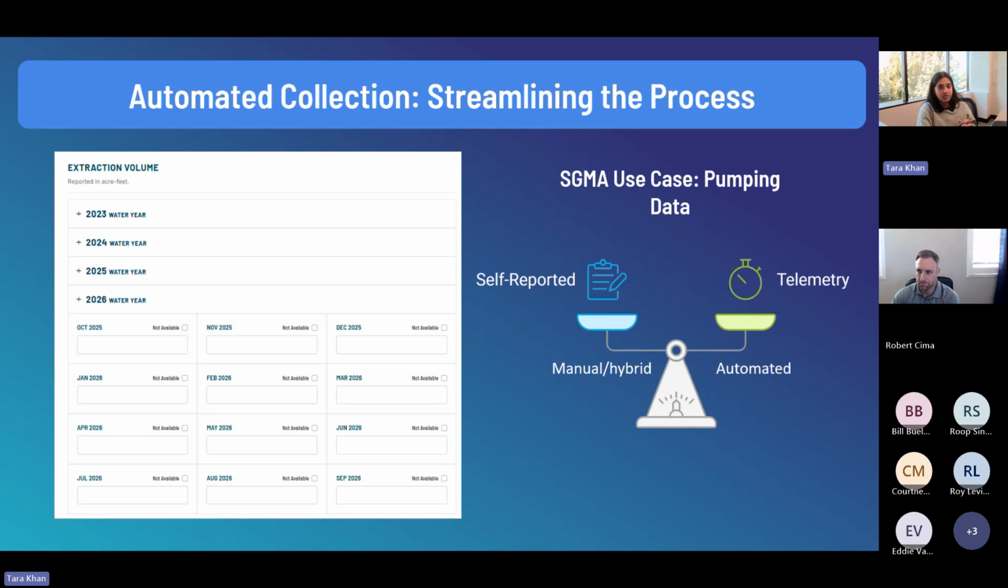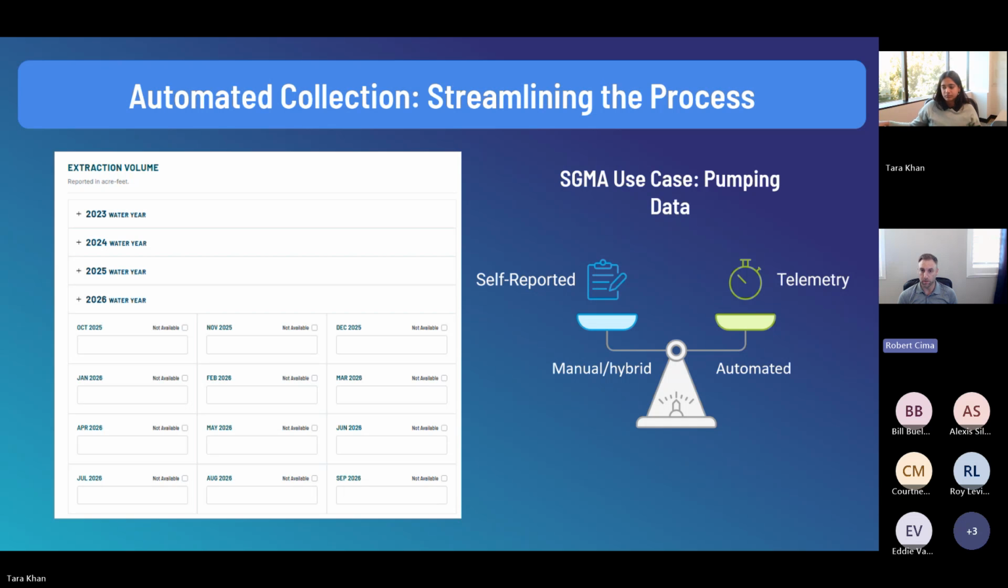So Rob, I didn't know if you want to touch on that. I just put in a use case of pumping data and self-reporting versus telemetry, but go ahead. Yeah, so there's a couple different ways to approach automated and what we mean by that. A very easy way that might hit home a little bit more is telemetry data. So let's say you have pumps or meters located out in the field, and you want that data brought in, whether they're connected by cell service or Wi-Fi or whatever it may be. We can connect, as an example, to those meters, and we can bring in pumping information.